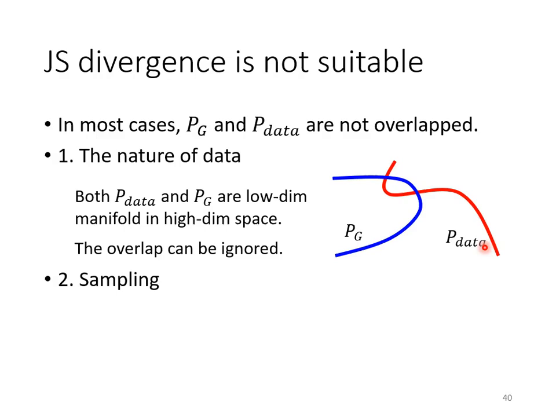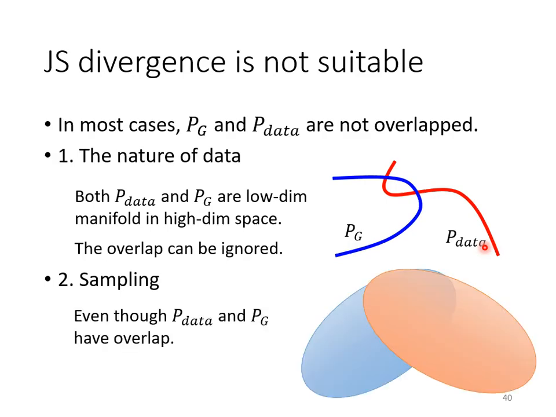Some people might say that an image might not actually be a low-dimensional manifold. If the first reason couldn't convince you, here's a second one. The second reason is that we never actually knew what PG and P data look like. The understanding of the distributions of PG and P data actually came from sampling. So, maybe PG and P data do have a very large overlap.